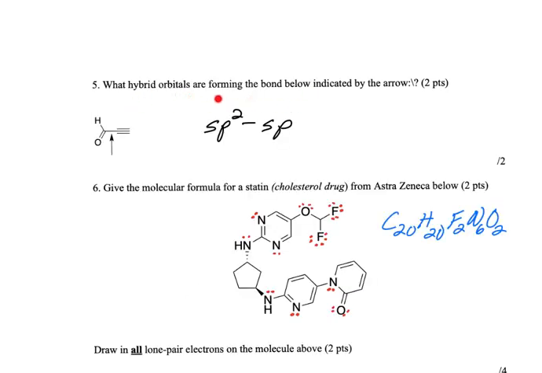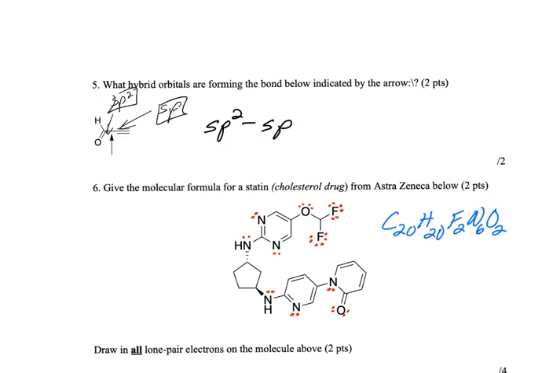What hybrid orbitals are forming the bond indicated by the arrow? That one right there. This carbon is sp2 hybridized. This one is sp. So the sp2 hybridized carbon uses sp2 orbitals to make a sigma bond, and the sp one uses sp, so it's sp2, sp.